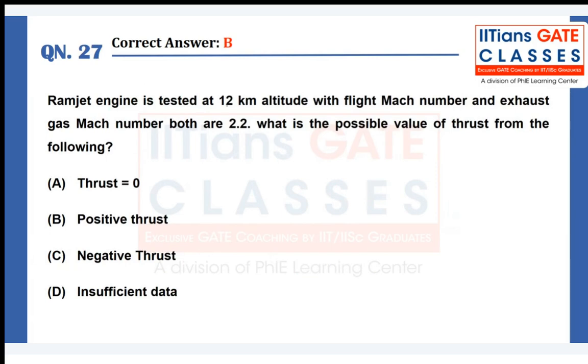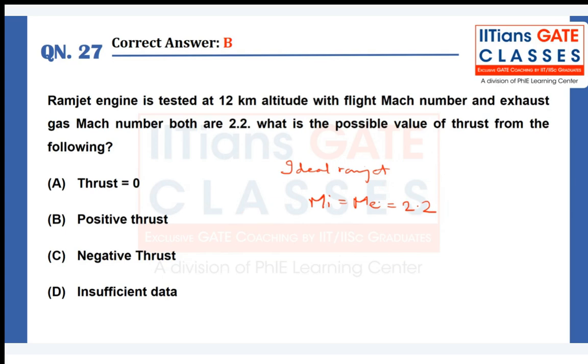Your ramjet engine is tested at 12 kilometer altitude with flight Mach number and exhaust Mach number both being 2.2. It is considered to be an ideal ramjet wherein MI and ME, the Mach numbers at the inlet and exit, are the same, 2.2. We need to say what is the possible value of thrust from the following.